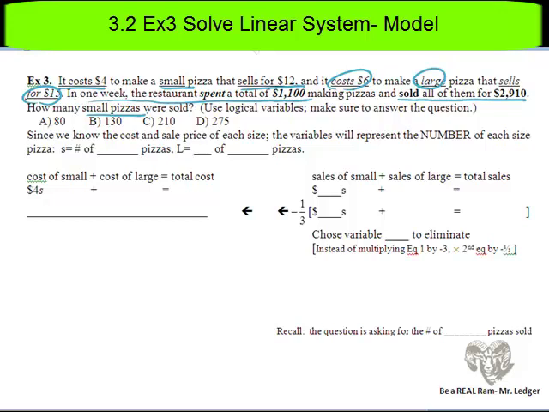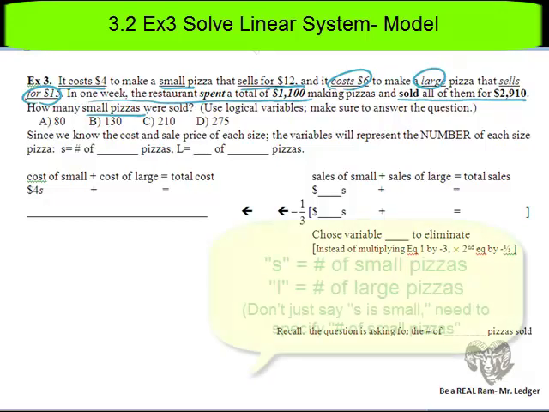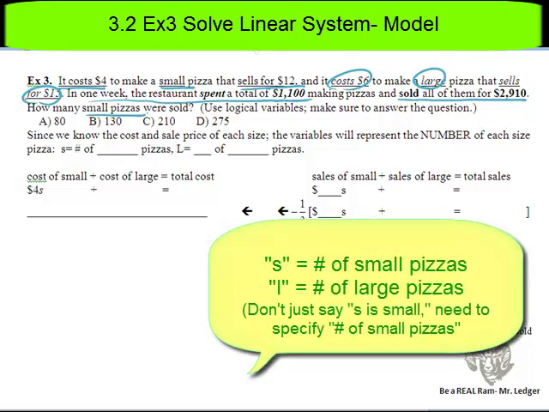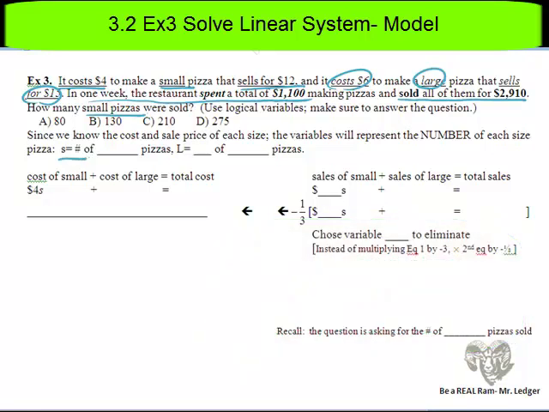It's not the value of each small and large pizza, it's the number of small and the number of large pizzas. So when you go through a problem like this, figure out what you are solving for. You're actually solving for the number. But specifically, this question is asking for the number of small pizzas. So we want to use logical variables. S is going to be the number of small pizzas, and L is what? Number of large pizzas, okay.